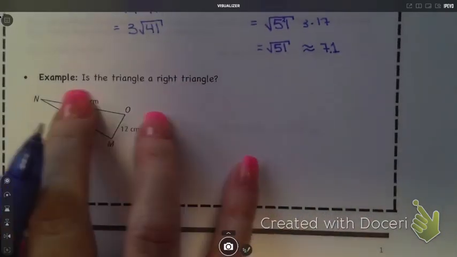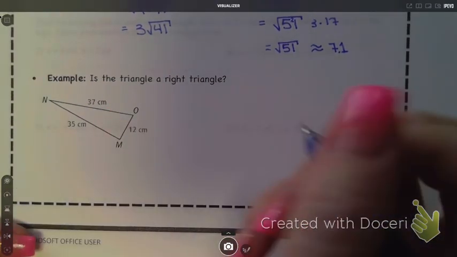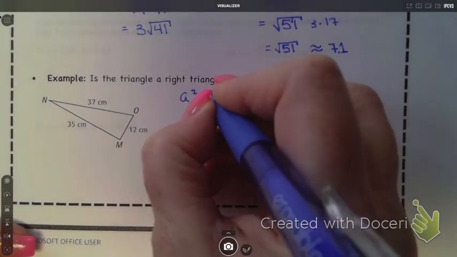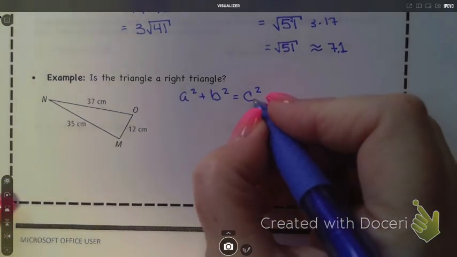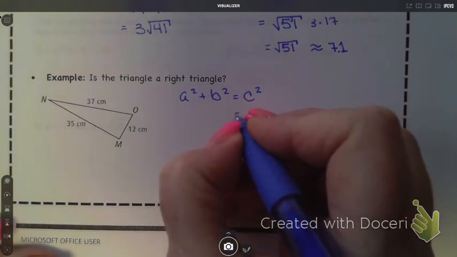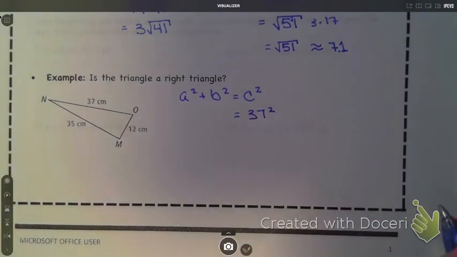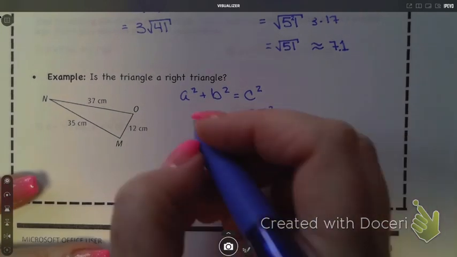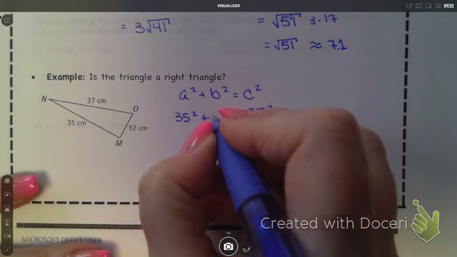Okay. So the next one, is a triangle a right triangle? Well, if it's a triangle, what's true? A squared plus B squared equals C squared. So C is across from the right angle, but we don't know there's a right angle, right? So it's also the longest side. So what's my C? 37. So 37 squared. Does it matter A and B? Nope. So 35 squared plus 12 squared.